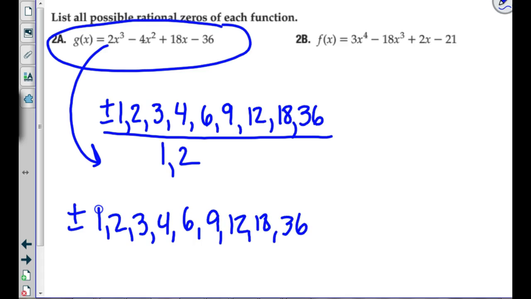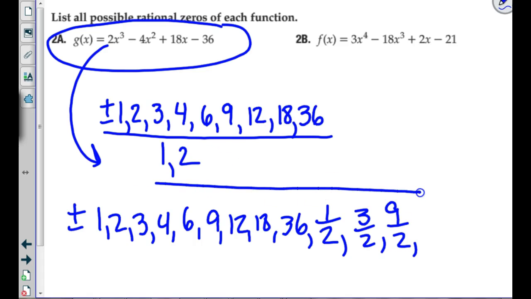Ooh, okay. If I put all those numbers over 2, which ones are not on my list? Is 1 over 2 on my list yet? No. Is 2 over 2 already on my list? 2 over 2 is 1, right? It's already on the list. 3 over 2, not on the list. 4 over 2. 6 over 2. 9 over 2. All the rest of these are already on the list.